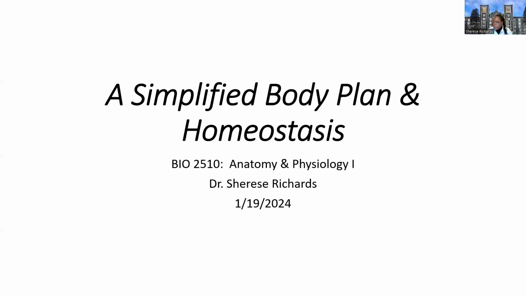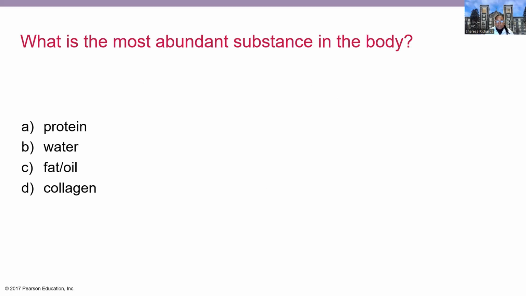All right, so our very first packet that we're going to get into is called a simplified body plan and homeostasis. This is really the underpinning of all that we will study throughout the 2 semesters of this course. Understanding how the body is designed and understanding how the body maintains a proper functioning or a state of health, which is homeostasis. So we're going to start out with that, and this will be the premise for all of the other topics and systems we discuss going forward.